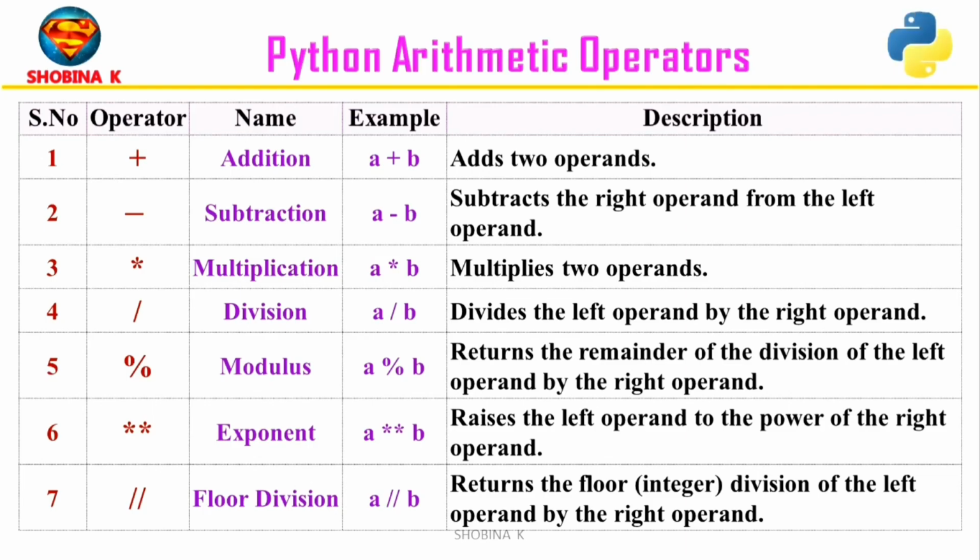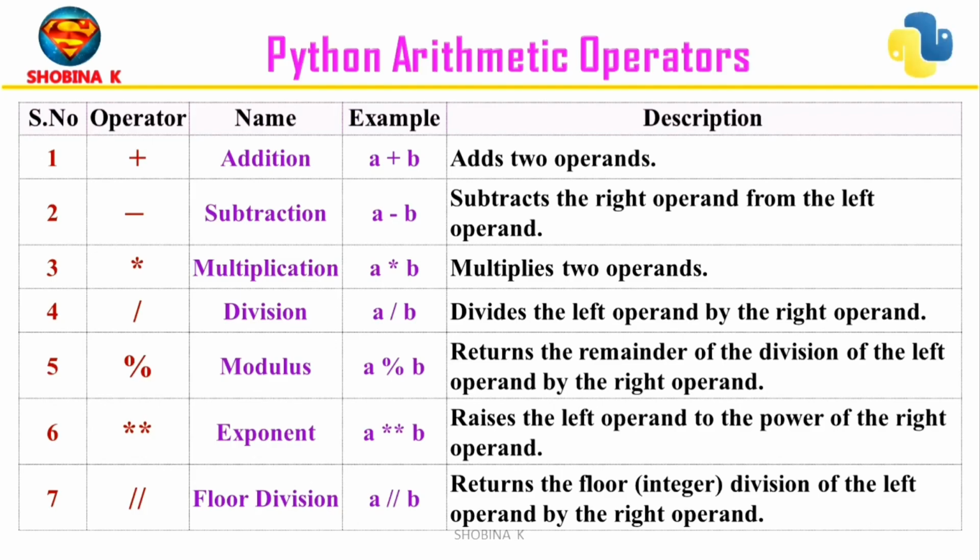And next, we have exponentiation operator. This is nothing but power. The symbol is double asterisk. This operator is used to raise the first operand to the power of the second. And finally, we have floor division. The symbol is double forward slash. The floor division operator divides the left operand by the right operand and returns the largest integer that is less than or equal to the result. In other words, it discards the decimal part of the division result and returns the integer quotient.